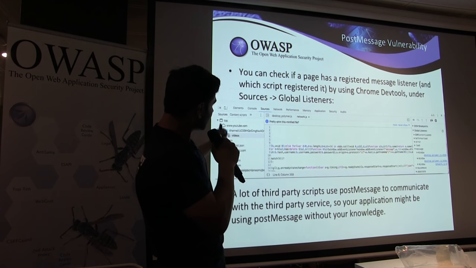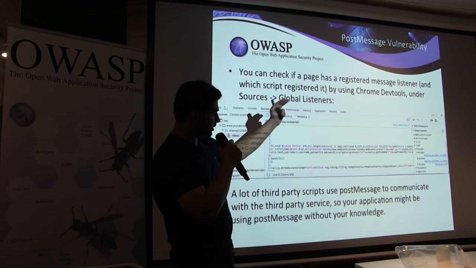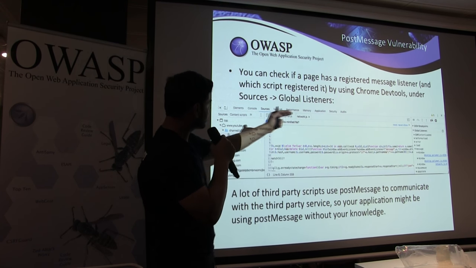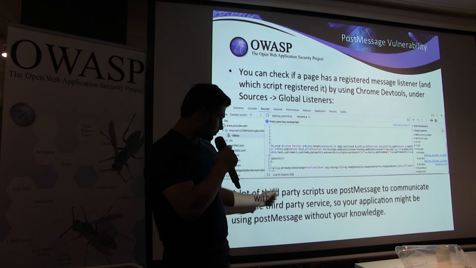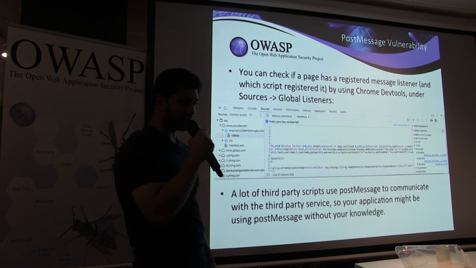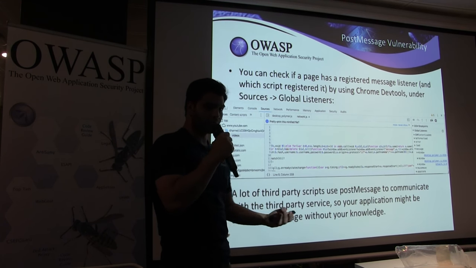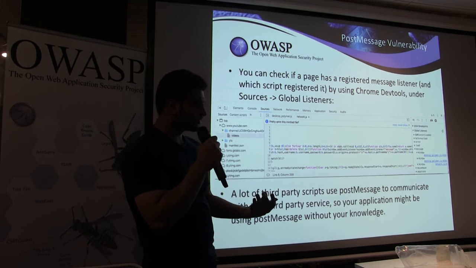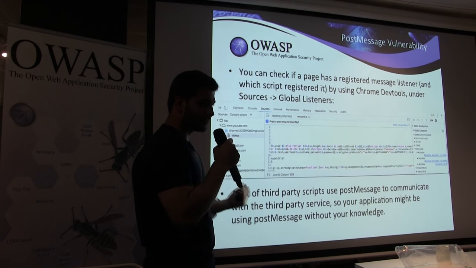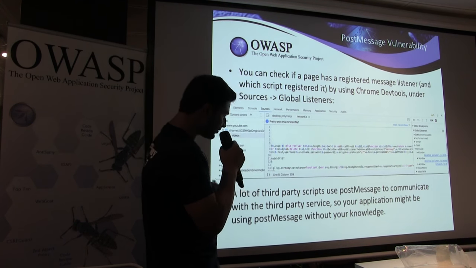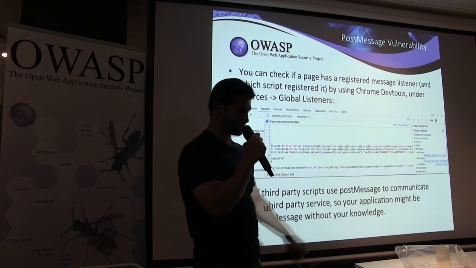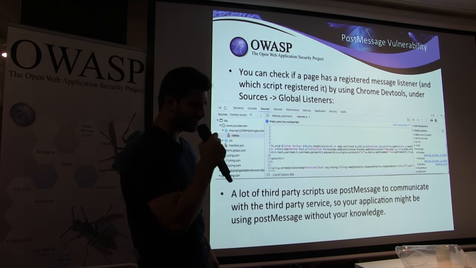All right, so you can check if the page has a registered message listener and which script registered it by using Chrome dev tools, right? And a lot of third-party scripts use a post message communicator. Most people, I spoke to some of them, said actually we don't use post message, but they were using third-party services. You never know if the third-party service is using post message to communicate with another application.